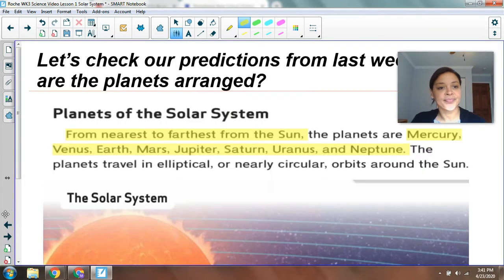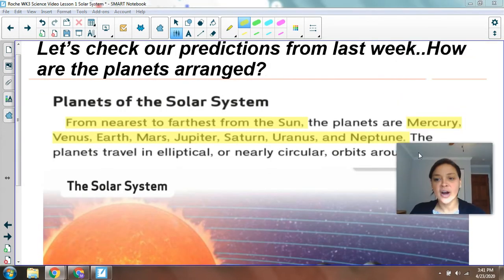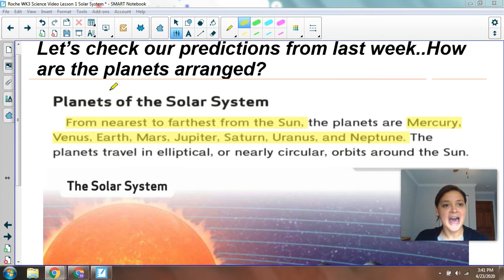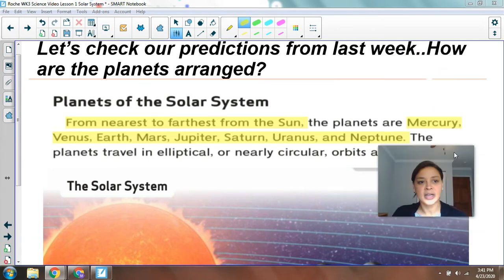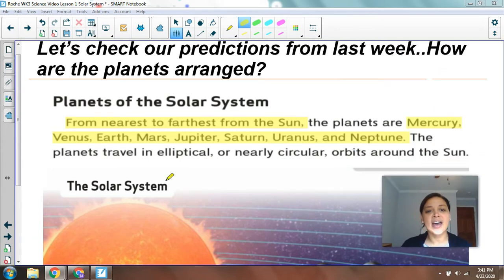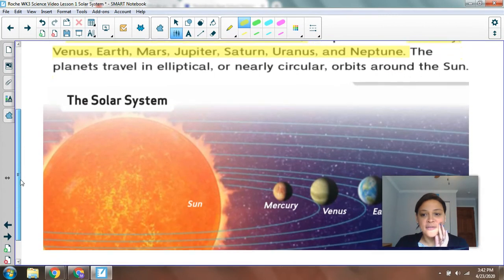Very good. All right, so let's check our predictions from last week. How are the planets arranged? Okay, so last week, boys and girls, many of you said that they are arranged from nearest to farthest from the sun. So very good. And so here, this is the arrangement of the planets: Mercury, Venus, Earth, Mars, Jupiter, Saturn, Uranus, and Neptune. And so Neptune being the furthest from the sun.